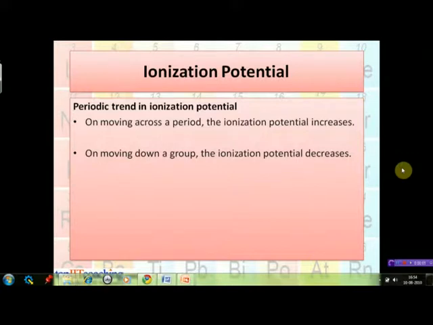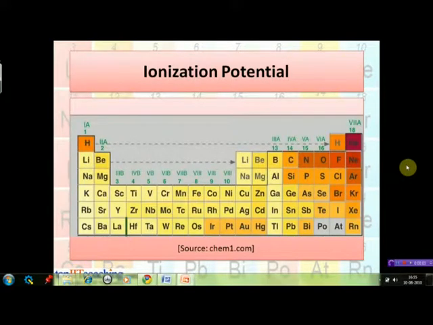If we look at the values of ionization potentials of various elements in the periodic table, then we find that on moving across a period from left to right, the ionization potential increases with decrease in the size. Similarly, on moving down a group, the ionization potential decreases along with increase in the size.